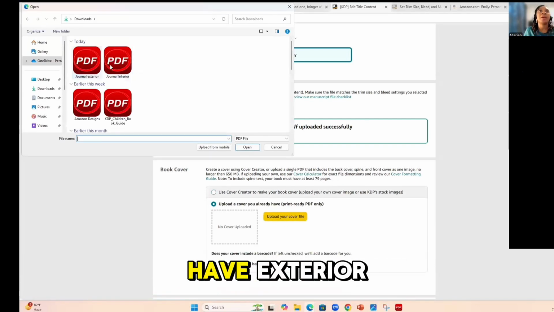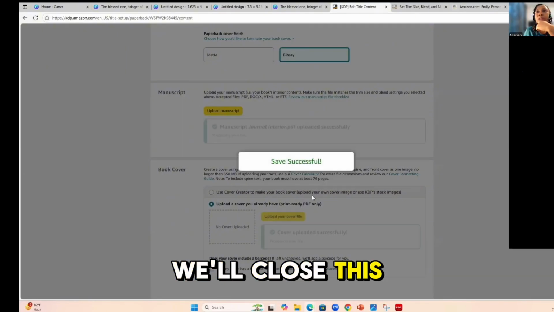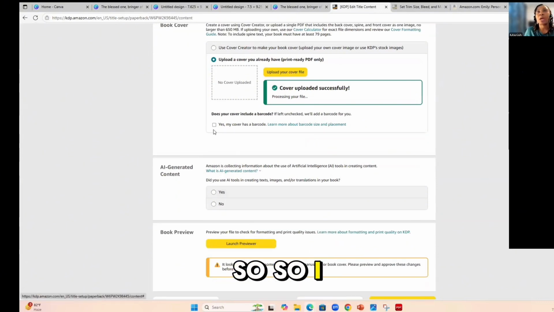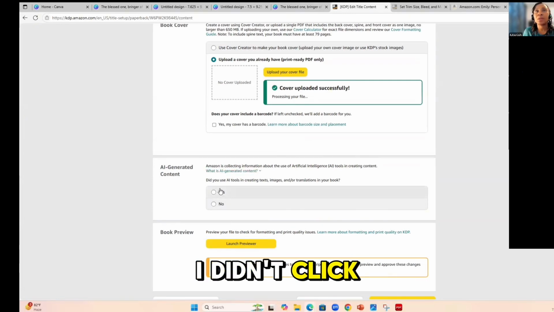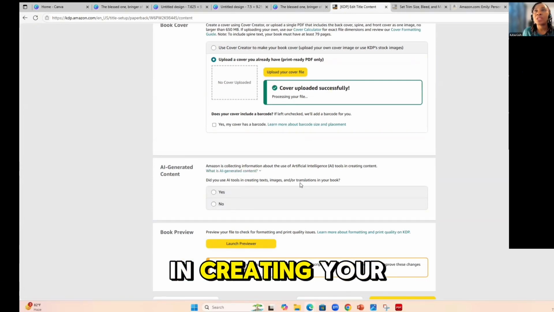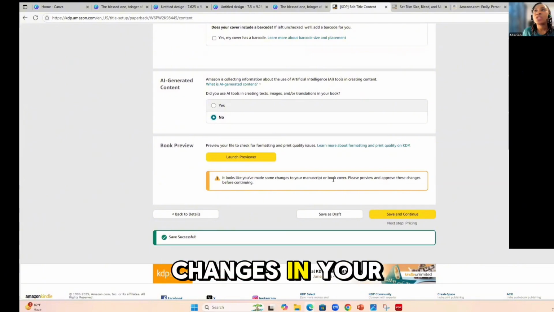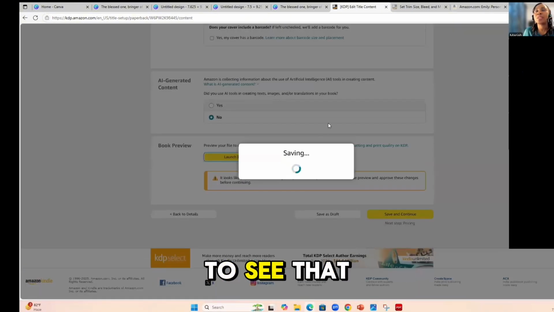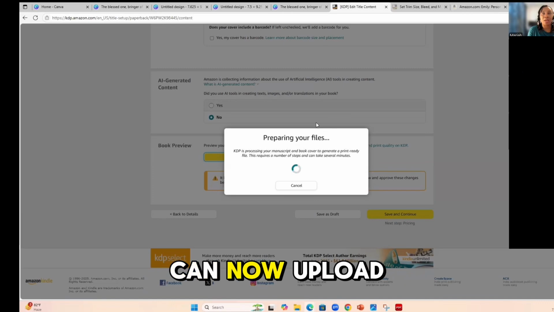And then we have exterior. Okay, there we go. Upload this successfully. My cover has a barcode. No, so I didn't click on my cover has a barcode because Amazon would generate that for me. Now, did you use AI tools in creating your text and images? No. Now it says it looks like you've made some changes in your manuscript, but please preview and approve these changes. So I'm going to launch Previewer to see that my book cover is okay. And then once it says okay, to allow me approve it, and then we can now upload it.